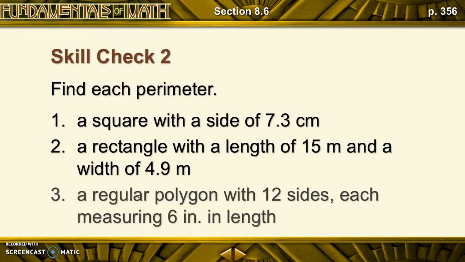Alright, so skill check 2 says find each perimeter. So I want you to go ahead and pause the video, try these out, check with a partner, and then let Miss P know whenever you're ready for the answers.